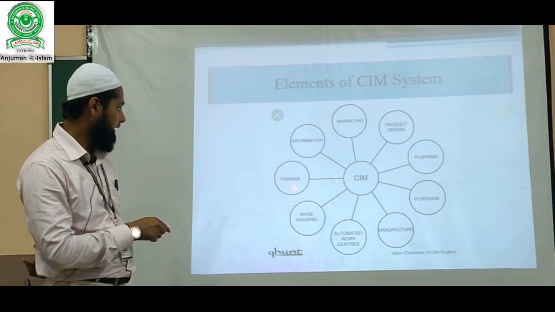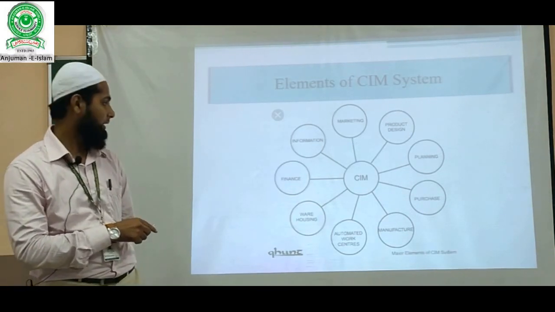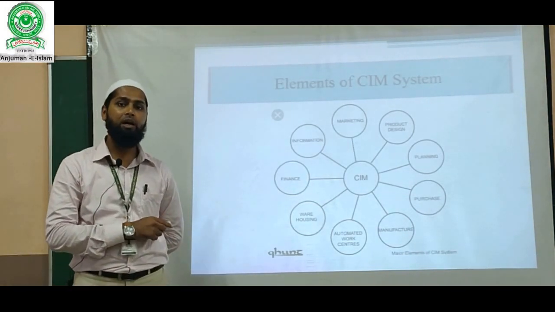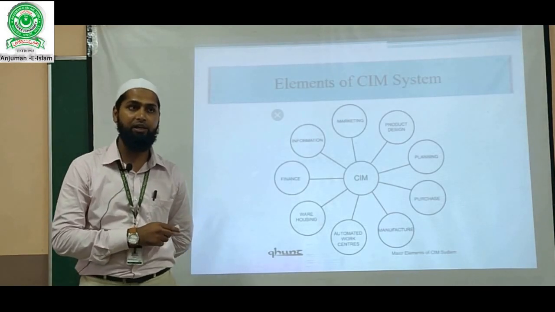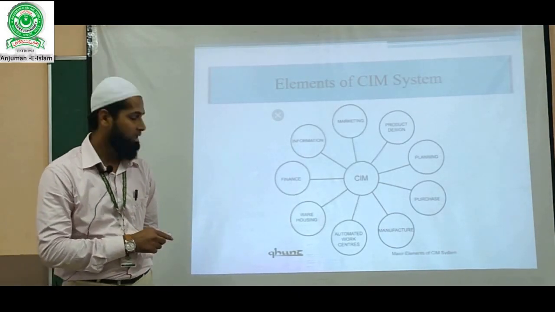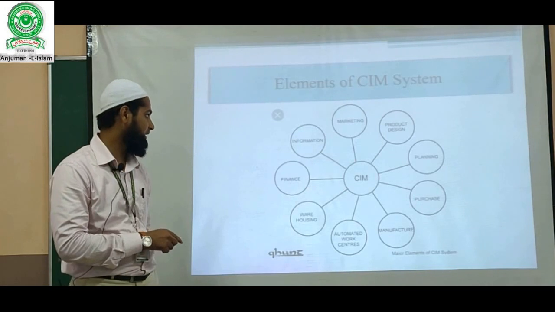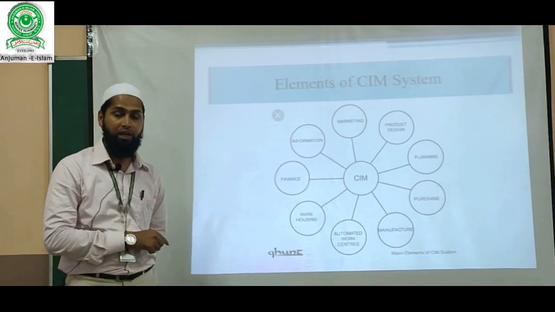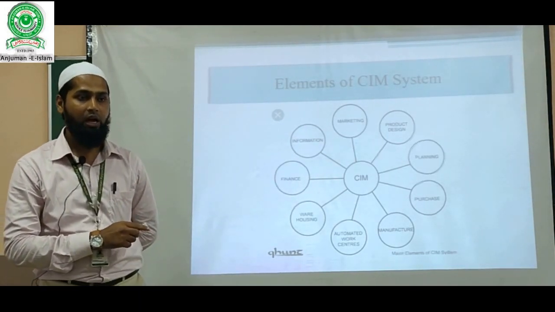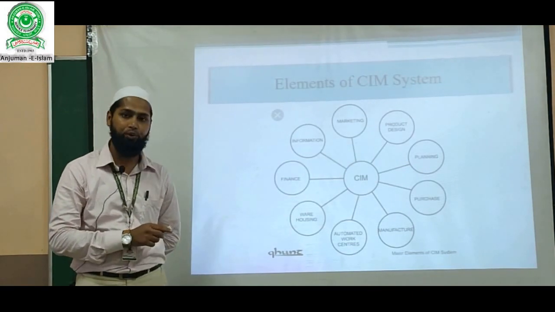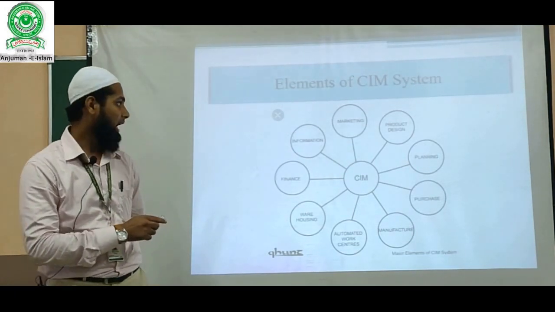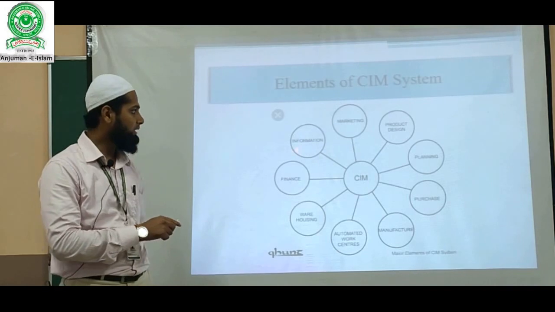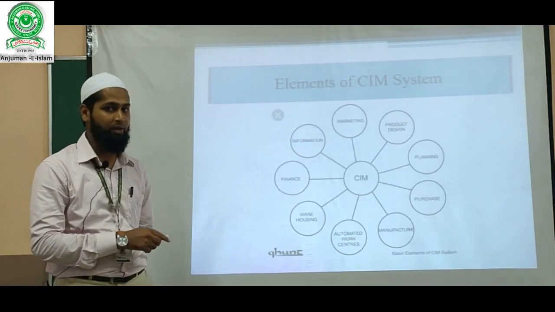Then afterwards, the finance department. Here the finance department plans for investment, accounting and allocation of funds. They are responsible for those functions. Afterwards, information management. They are responsible to produce the master production scheduling and communication with the clients. These are the elements of the CIM system.